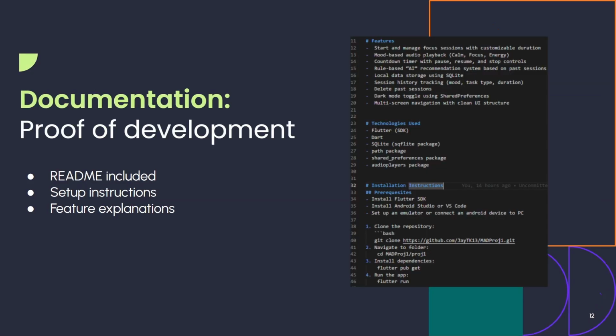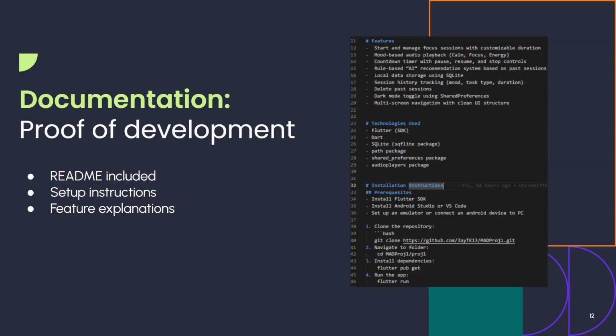Now, for this documentation, this ensures that outsiders or other developers can run and understand my project. So I included a README that has the features, the technology used, the installation instructions, the prerequisites, things like that. It's just for those who did not build the project with me. They're still able to understand what I was doing and understand how to use the app through the documentation.